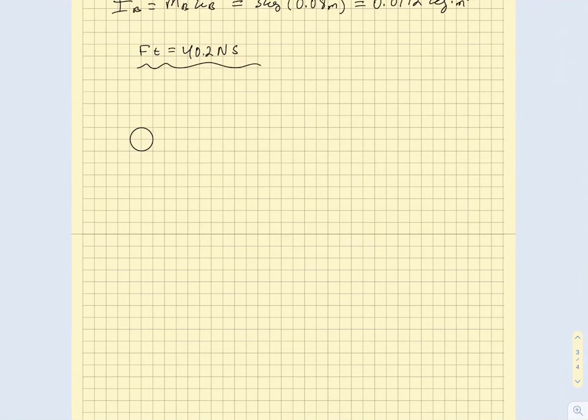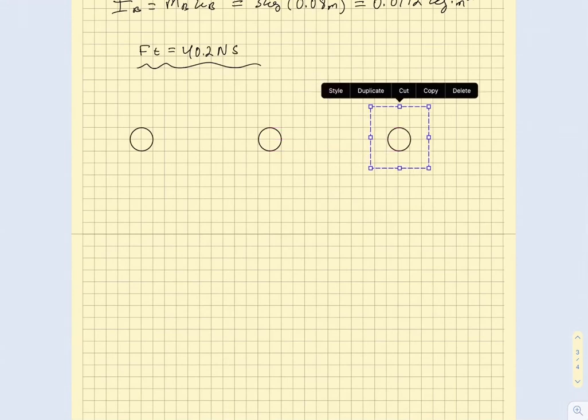We know what RA is and we know what omega A is. So we can find that if we plug in the values, Ft just becomes equal to 40.2 Newton seconds. So we're going to hold off on doing anything with this until we look at now the smaller gear. So the smaller gear looks like this.